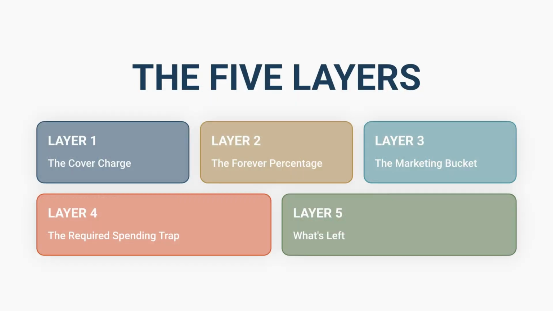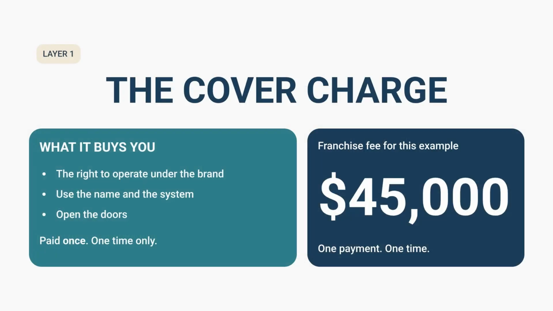5 layers in the order you should understand them: the cover charge, the forever percentage, the marketing bucket, the required spending trap, and what's left. Let's go through each one. Layer 1 is the cover charge. The franchise fee is the price of admission.